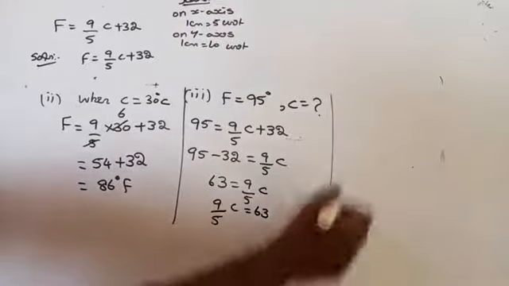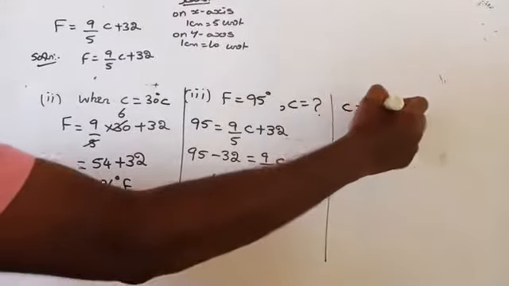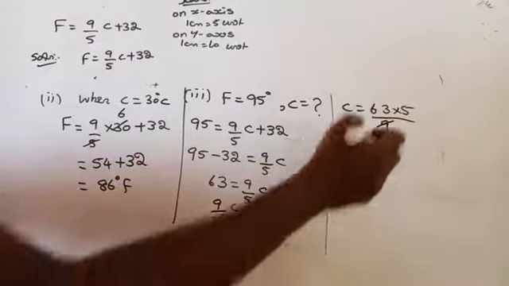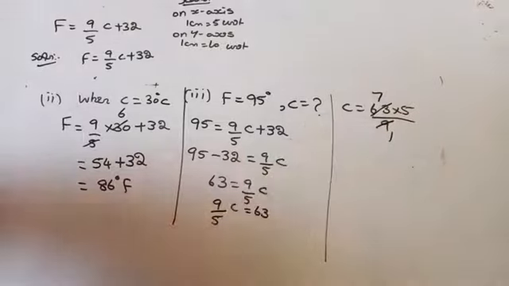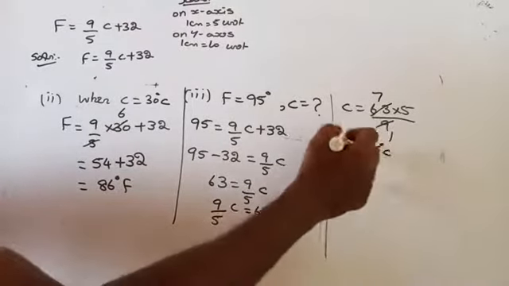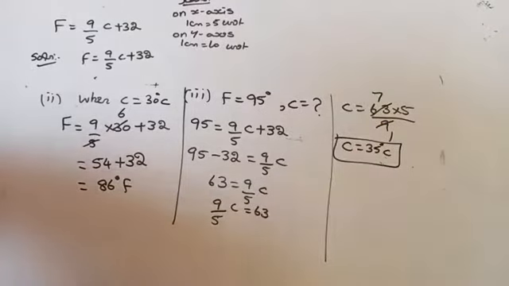Then C equal to 63 into 5 by 9. 1 9 is 9. How many times of 9 is 63? 7 times 9 is 63. Then 7 5s are how much? 35 degrees Celsius. See, the temperature in Celsius is 35 degree when the Fahrenheit is 95 degree.